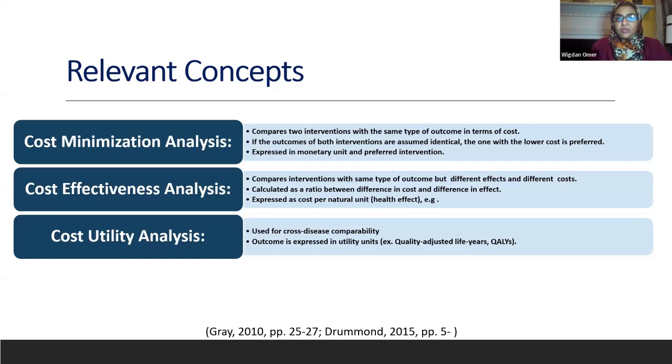Utility analysis is used for cross-disease comparability, and it compares outcomes in utility units. The most commonly used utility unit is the QALY, which is quality adjusted life years.